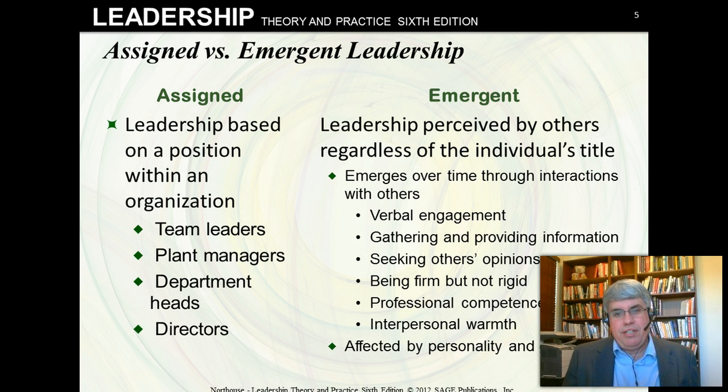So the emergent leadership is not so much dependent upon the roles that people assign to you, but it's based on the leader's behavior in the context. It's also affected by their personality and gender and lots of variables that surround the leader that can influence how the person is perceived as a leader. So that's assigned versus emergent leadership.